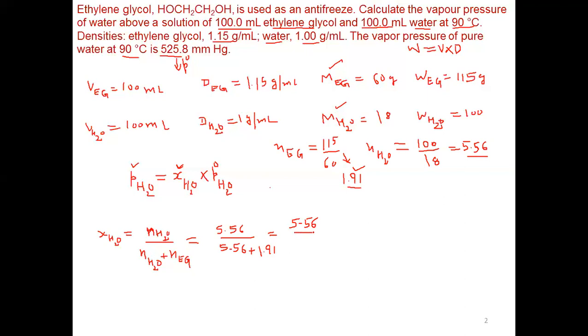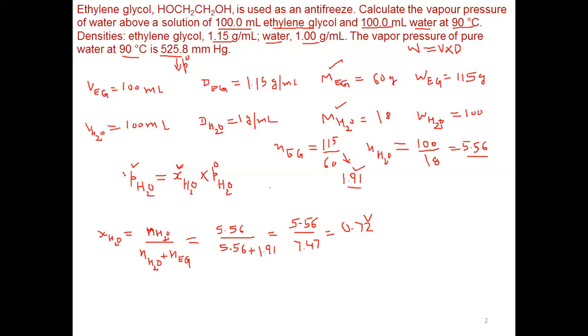5.56 divided by, so 6 plus 1 is 7, 9 plus 5 is 14, 5 plus 1 is 6, 6 plus 1 is 7. So it is 7.47. If we calculate, it will come out to be equal to 0.72. So this is the mole fraction of water in the solution.